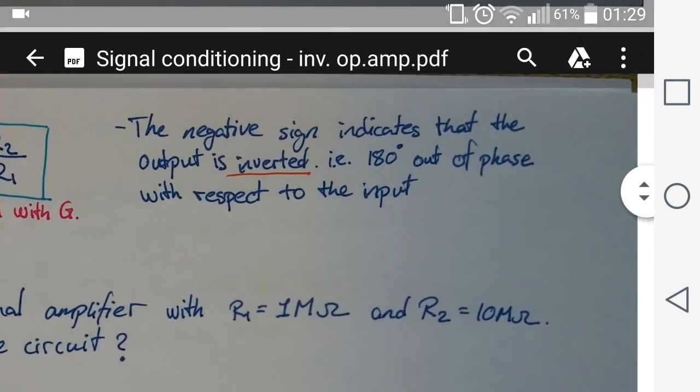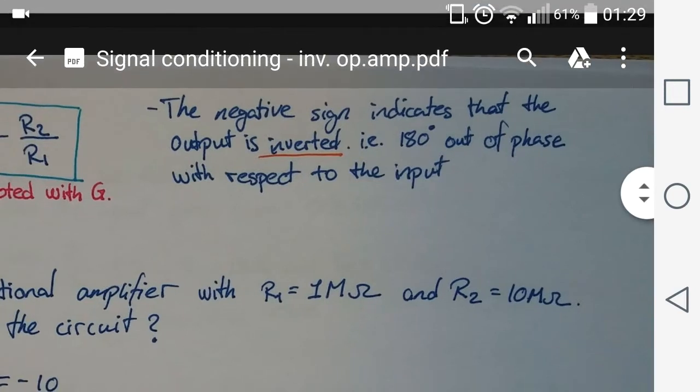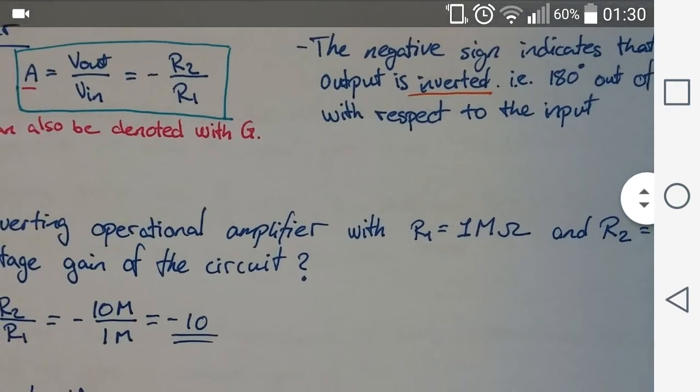Another thing, the negative sign indicates that the output is inverted, that is, it's 180 degrees out of phase with respect to the input voltage. So when you have an inverting amplifier, this is what it means. It inverts the input signal, 180 degrees out of phase with respect to the input.